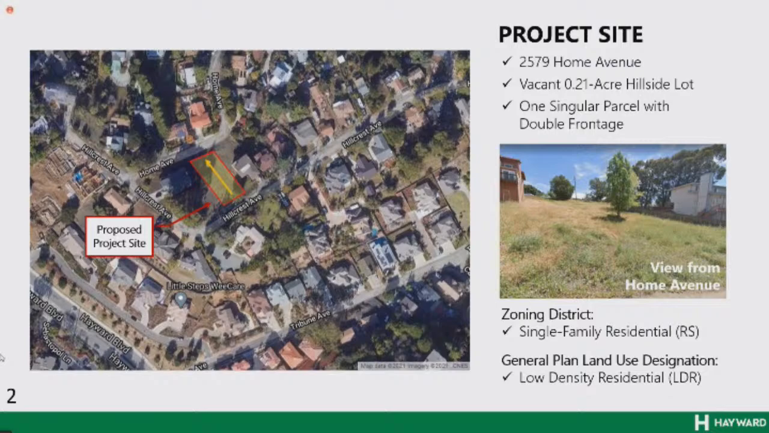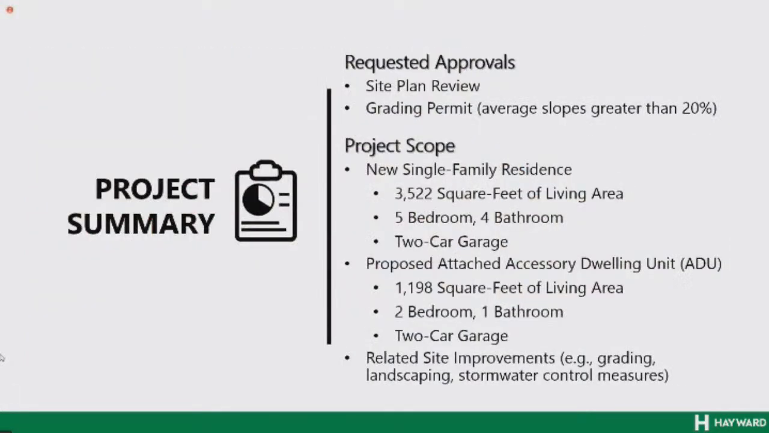To provide some orientation, the project site slopes from Hillcrest Avenue at the top of the hill down to Home Avenue. The image on the right hand of the screen is a view from Home Avenue looking up towards Hillcrest Avenue to provide some context. Providing a project summary, the applicant is requesting approval of a site plan review and grading permit, given that the average slope of the parcel is greater than 20%.